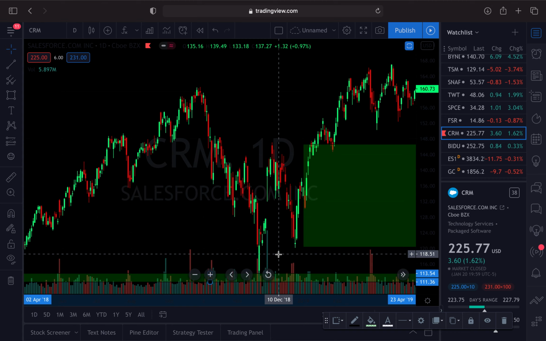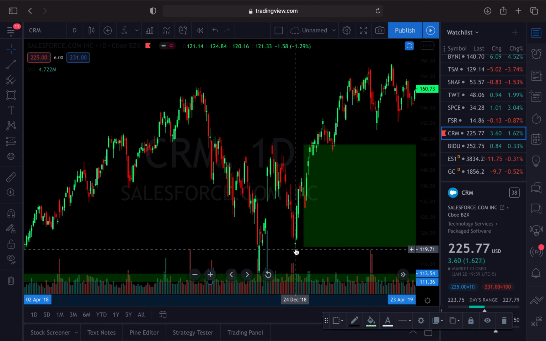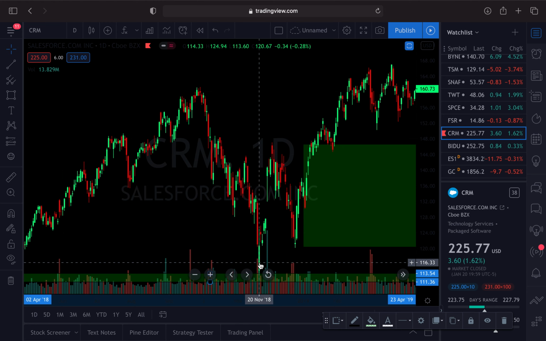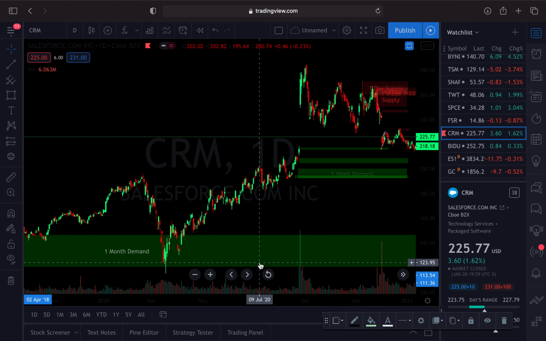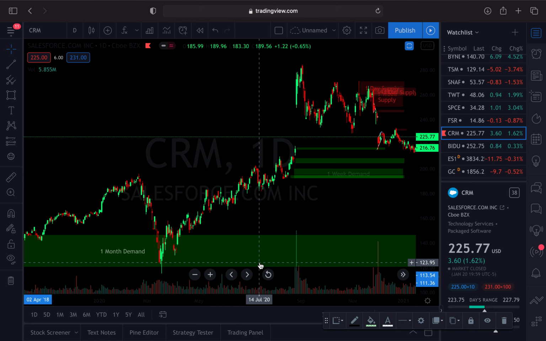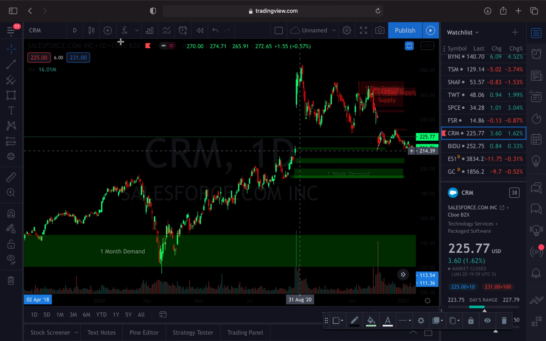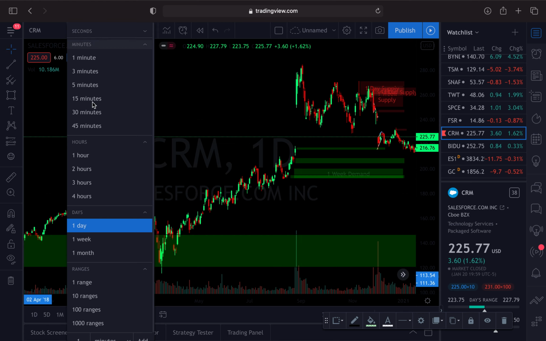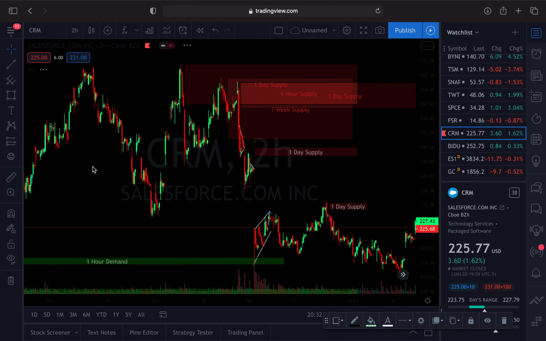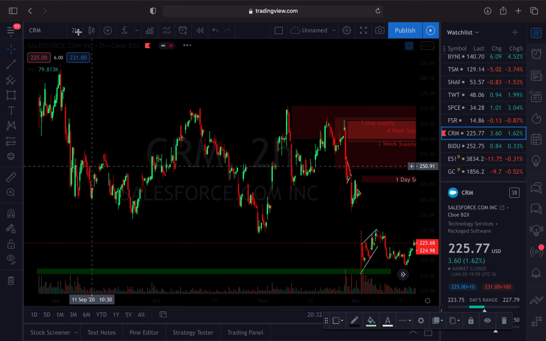And sometimes you can't see them. Like this bounce right here, I can't see this bounce unless I go to the hourly time frame and pull it. That's why you chart every single zone. The reason why I pulled CRM is because of a play I made off a bounce that happened right here. One hour.